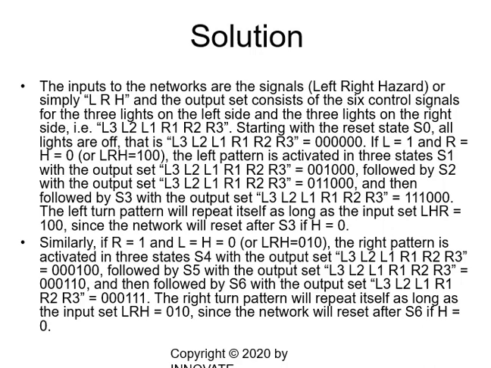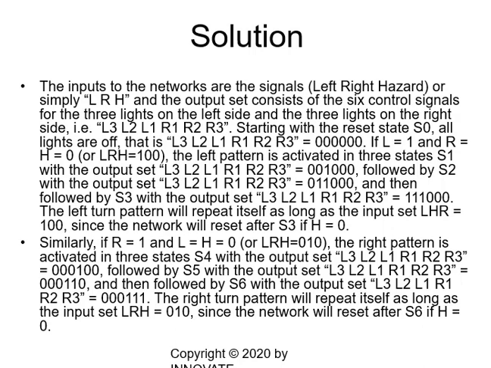So if we request a right turn, R will be 1, the left and the hazard will be 0, so LRH is 0, 1, 0, and the pattern again continues just on the right side of the vehicle. So we start with light 1 on at state S4, then right 1 and right 2 on at state S5, and right 1, right 2, and right 3 on at state S6.